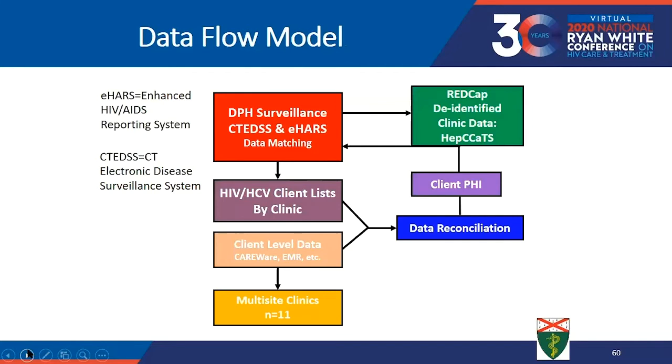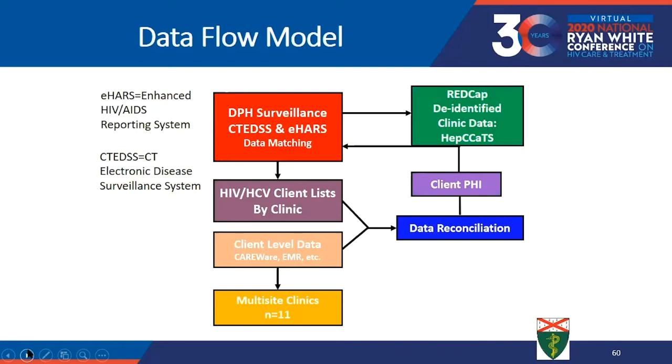So the data flow model here is a very simplified one, and it builds on what Caroline Wester had said earlier. Our two main data sources include eHARS, the HIV/AIDS reporting system, which is quite robust with multiple decades of experience. Here in Connecticut, we also have CTEDS, the Connecticut Electronic Disease Surveillance System, which documents various STIs, but also our hepatitis C cases in the state of Connecticut.